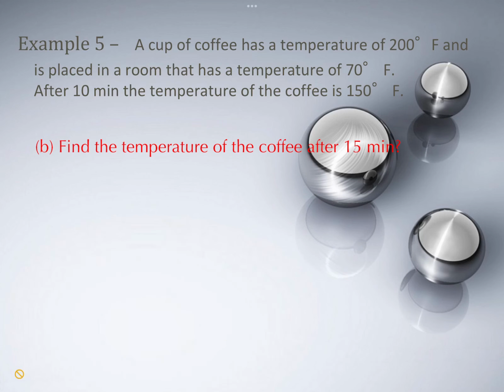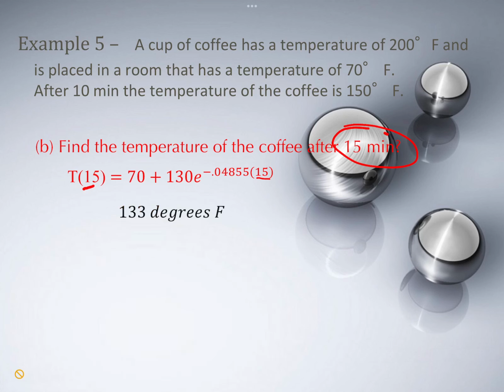Part B wants us to find the temperature of the coffee after 15 minutes. So we'll use that formula that we just found in Part A, and we know our time is 15 minutes, so I'm just going to plug in 15 for my time everywhere. And now this you can just plug straight into your calculator. If we plug that into our calculator, you get approximately 133 degrees Fahrenheit.